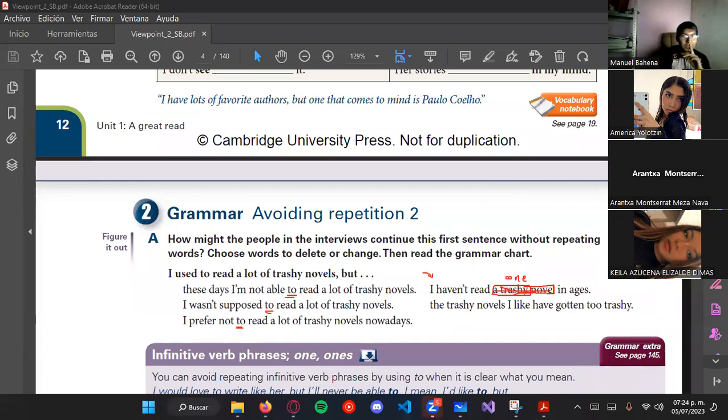Vamos con la última. Let's see. I need a boy now. Necesito un chico ahora. Oscar, are you here? Yes, teacher. Okay, can you read it, please? This last one. The trashy novels I like have gotten too trashy. Okay, so how can we replace this one, not saying trashy novels again? With them, right? Them.